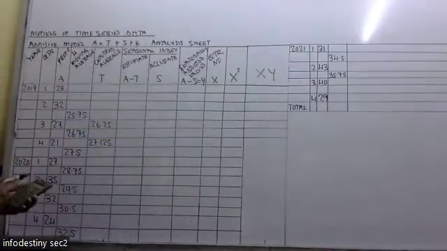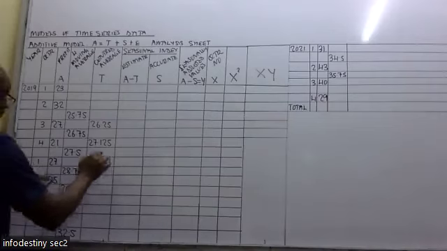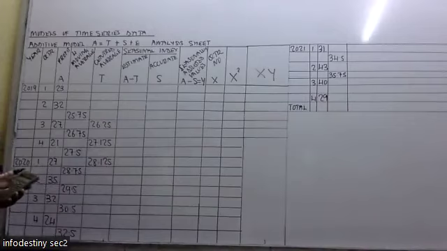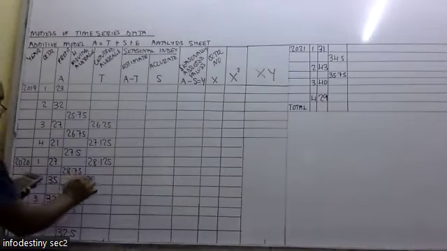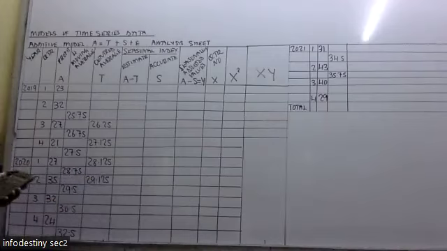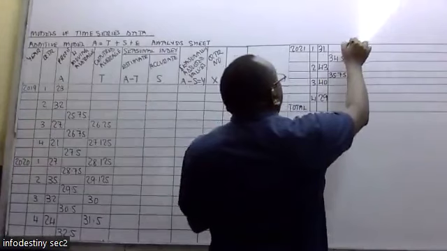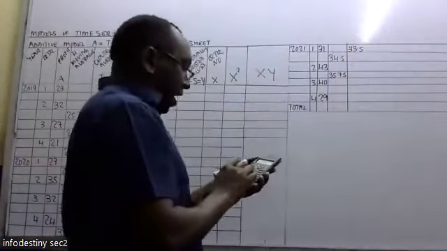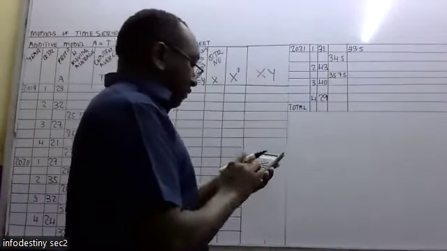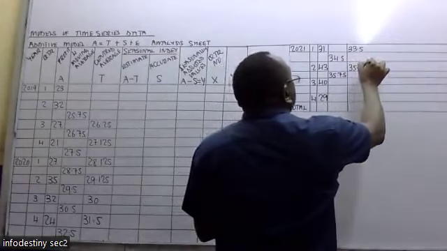Now let's come to the next one: 27.5 plus 28.75 divided by 2 is 28.125. 28.75 plus 29.5 divided by 2 is 29.125. 29.5 plus 30.5 divided by 2 is 30. 30.5 plus 2.5 divided by 2 is 1.5. 2.5 plus 4.5 divided by 2 is 3.5. 34.5 plus 35.75 divided by 2 is 35.125.